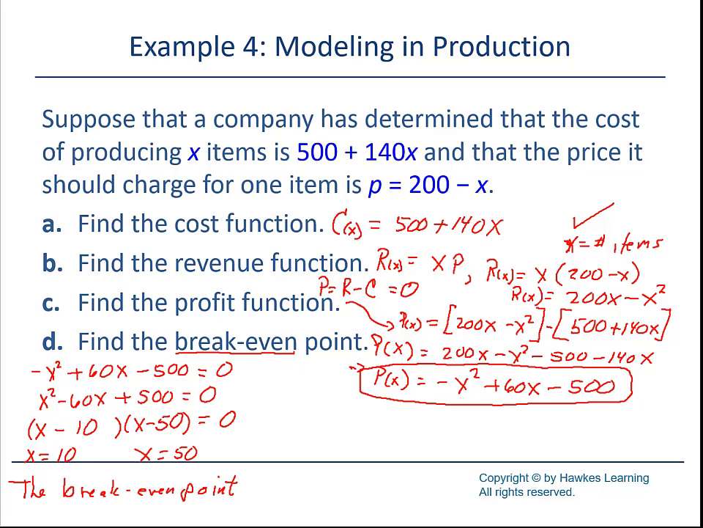Notice we've got two break-even points. They're both positive numbers, so they're both reasonable values for the number of units. It has two break-even points at 10 units and 50 units. If we make 10 units and sell them, we break even. If we make 50 units and sell them, we break even.